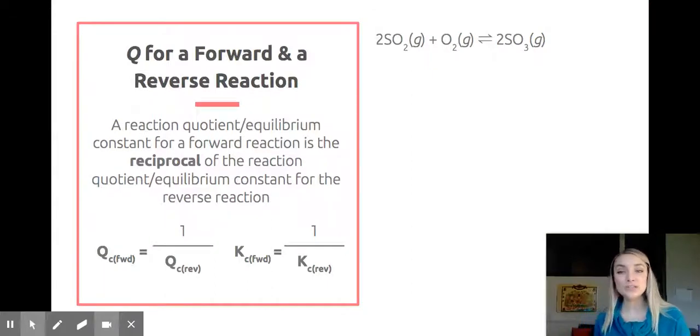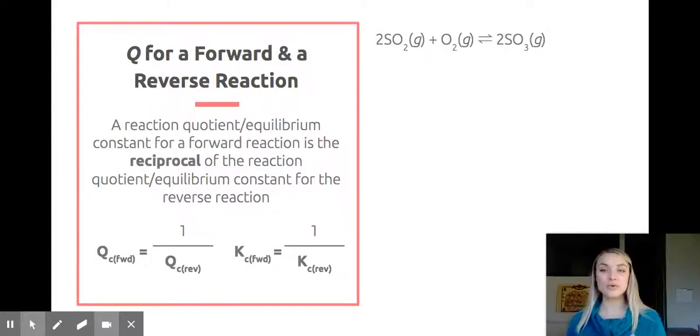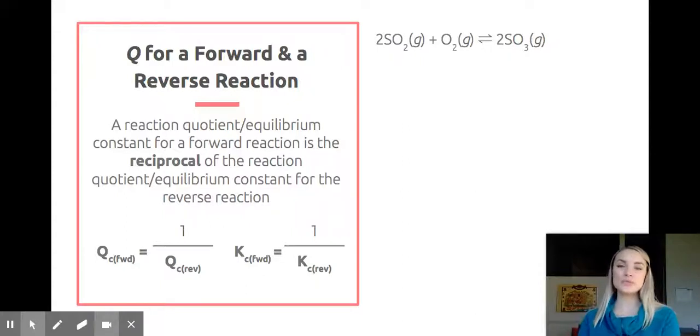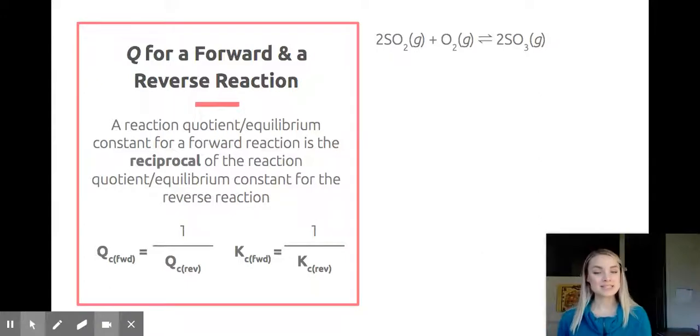So we're going to start off by looking at the Q for a forward and reverse reaction. This one's pretty straightforward, but it's a good thing to remind yourself of. Because this is dependent on exactly how our balanced equation is written, a reaction quotient or equilibrium constant for a forward reaction is the reciprocal of the reaction quotient or the equilibrium constant of the reverse reaction.